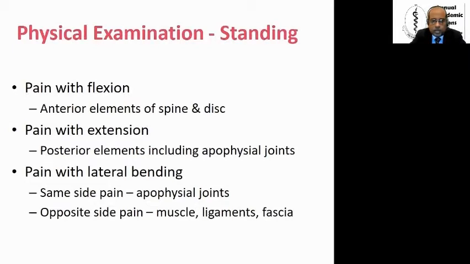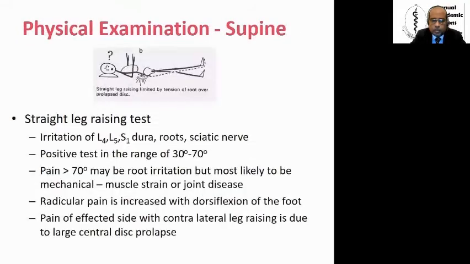When you have pain in flexion, it generally gives a clue that the problem is in the anterior element of the spine and the disc. If it's in extension, it will be in the posterior elements, including the apophyseal joints. Pain with lateral bending to the same side is generally apophyseal joints. Opposite side pain is muscle, ligament, or fascia. These are a few clues that you might get when you examine, which might be helpful in your further treatment of this patient. Once you finish your standing position, you put them on supine, lying down.